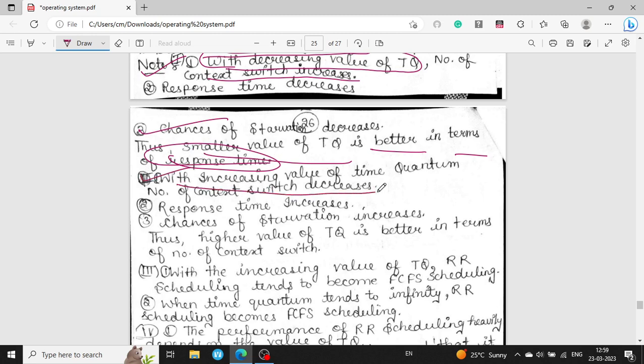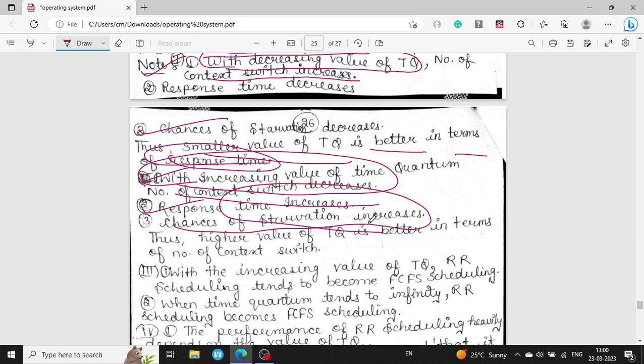Second, with increasing the value of time quantum, the number of context switches decreases. When we increase the time quantum, then the number of context switches will decrease. On the other side, response time also increases. Chances of starvation also increase. This is the most important point: when we decrease the value of time quantum, the number of context switches increases, response time decreases, chances of starvation also decrease. And this method is best for response time.